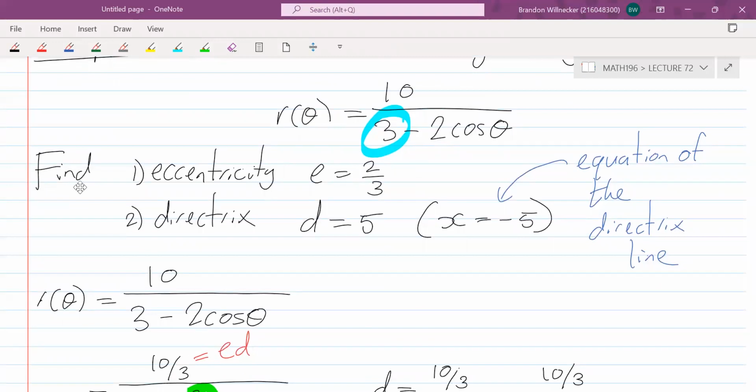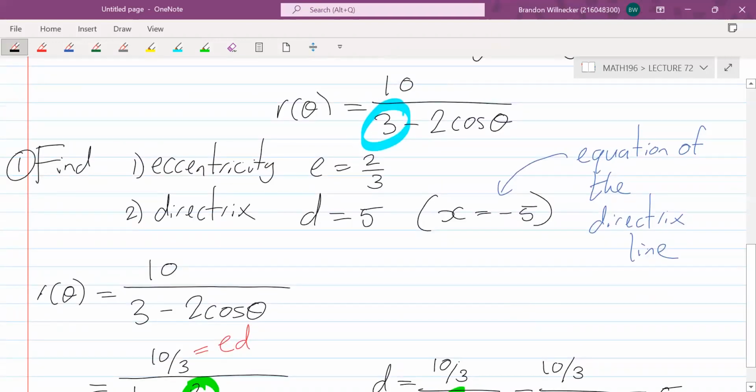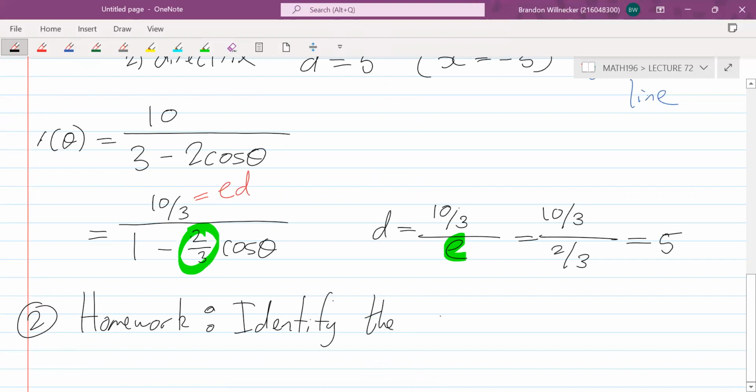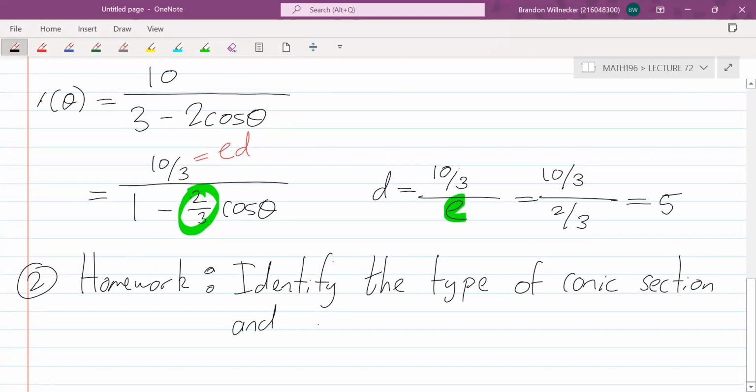Okay, so that's the first part, and then the second part I'm going to leave for homework is identifying what kind of conic section this is and then sketching it. So number 2, that's going to be homework. Identify the type of conic section and sketch it.